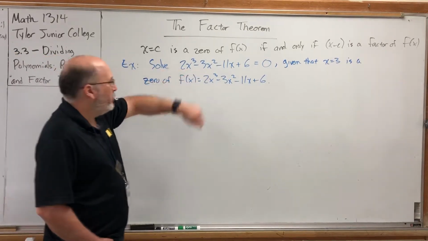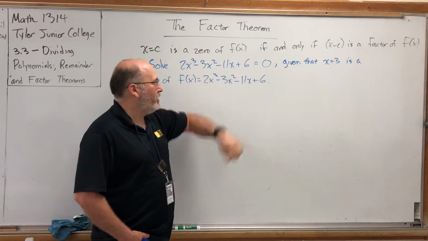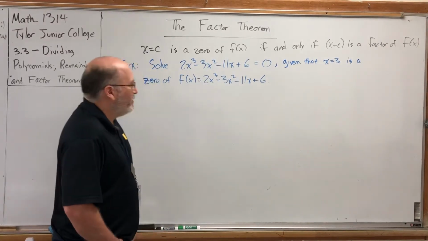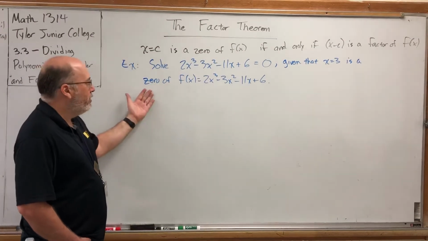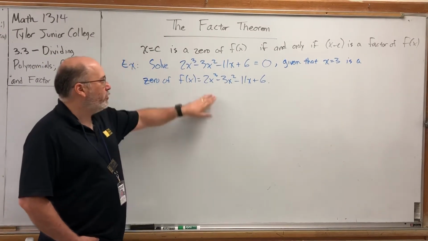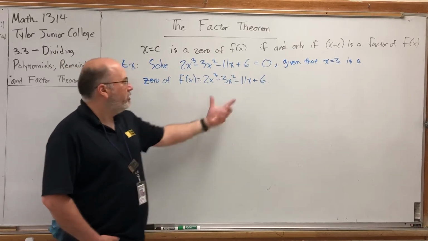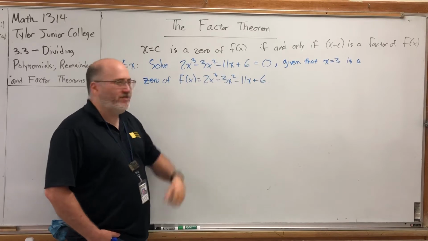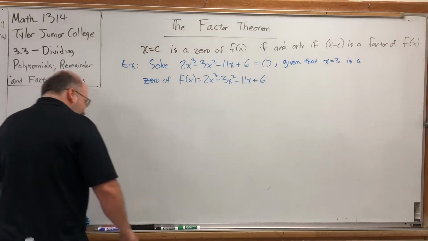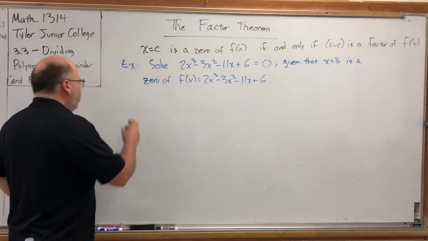Let's just solve this equation. 2x to the third power minus 3x squared minus 11x plus 6 equals 0. Given that x equals 3 is a zero of the function f of x equals 2x to the third power minus 3x squared minus 11x plus 6. In other words, the function is the left side of this equation. How can knowing one zero help us find all zeros?